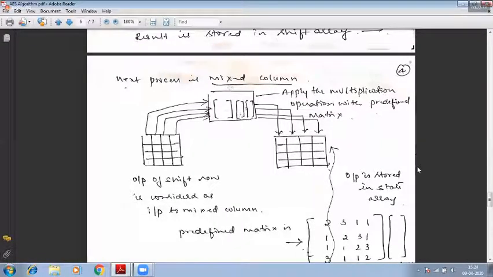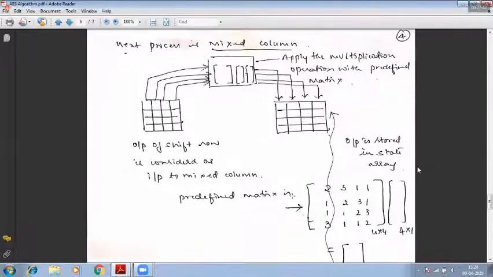What is this? This is nothing but a multiplication operation based on a predefined matrix. The predefined matrix we make use of for this mix column combination is 2 3 1 1, shifting by one position each row. This is the 4 cross 4 predefined matrix we use. Remember, this 4 cross 4 is multiplied with the 4 cross 1.